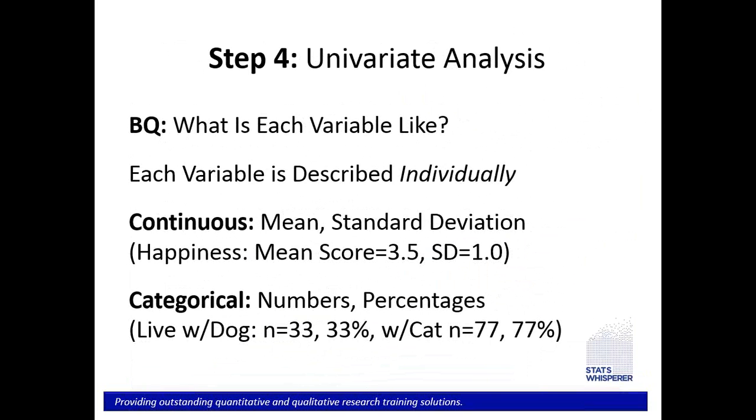Okay, next, univariate analysis. The big question, what is each variable like? Now, you'll find studies that also skip this too. And as we said, in the inferential analysis, steps 5 and 6, you can't see what the variables are like individually, right? So we want them to be described by themselves. So the continuous variable, we want the mean, the standard deviation, the minimum and maximum scores. The categorical variable, we want the numbers within each category and the percentages within the sample.